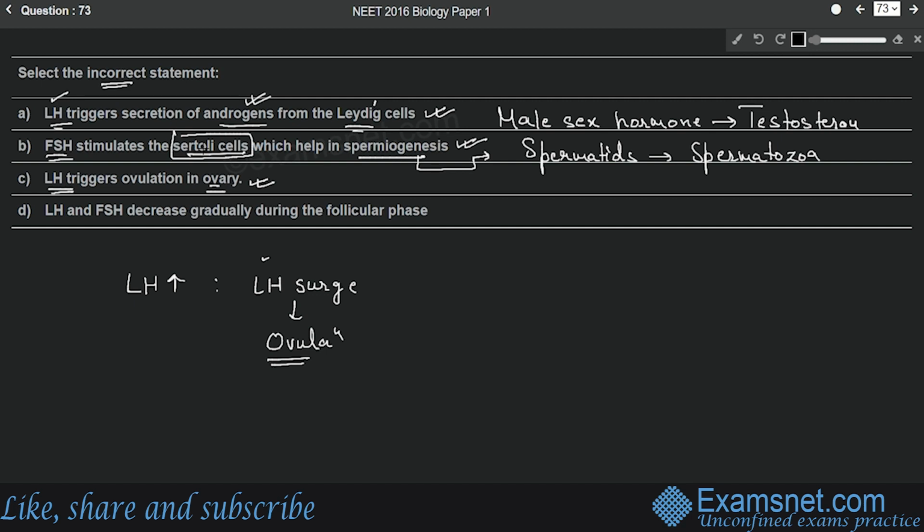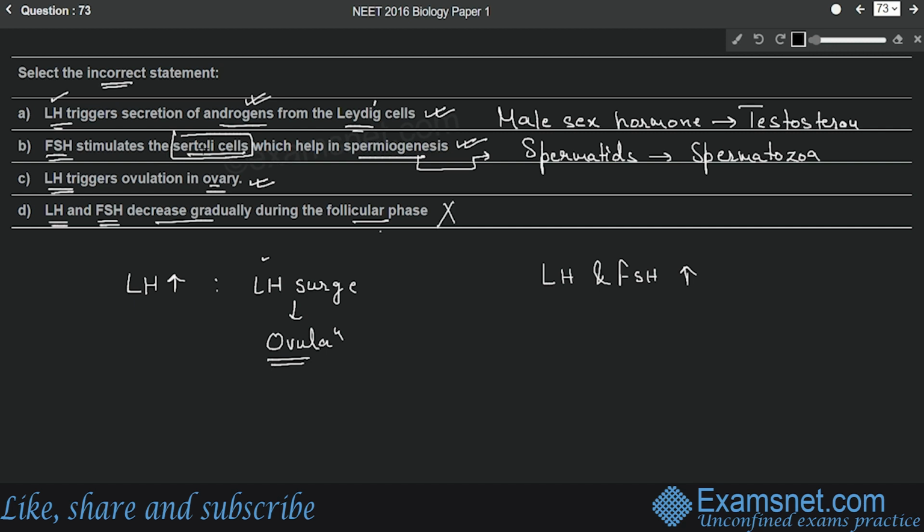Now the last statement says luteinizing hormone and follicular stimulating hormone decrease gradually during the follicular phase. So what is follicular phase? This is the phase next to the menstrual phase, right? So during follicular phase what happens? The luteinizing hormone and follicular stimulating hormone increase. Okay, they start rising, not decrease, right? So this is incorrect statement, right?